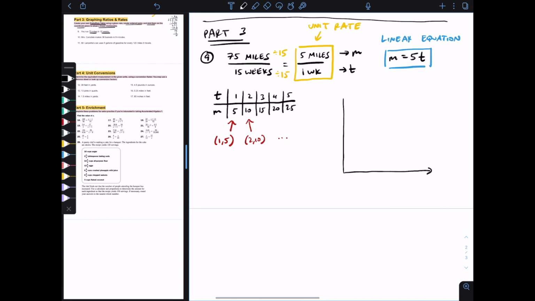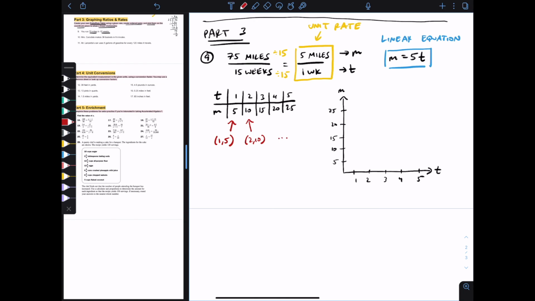Okay, so going a little bit further, I'm not going to draw things too precisely this time. 1, 2, 3, 4, and 5. And then we could say something like 5, 10, 15, 20, and 25. So again, just skip counting differently. Just stay consistent along your x-axis, which is t, and your y-axis, which is m.